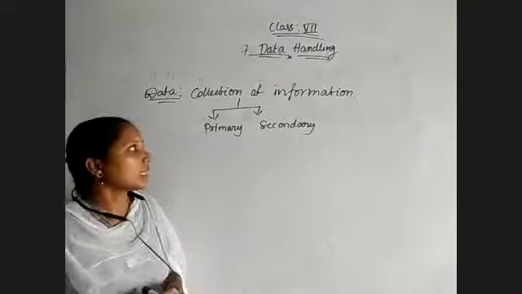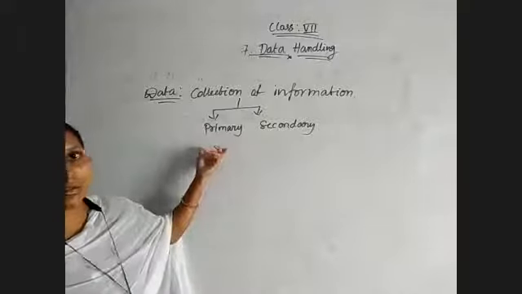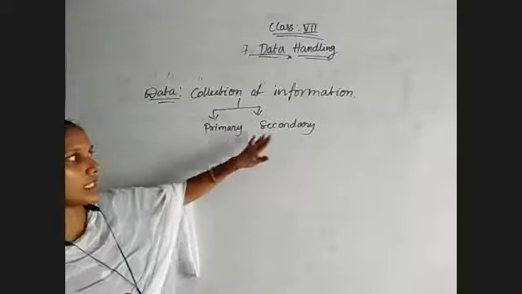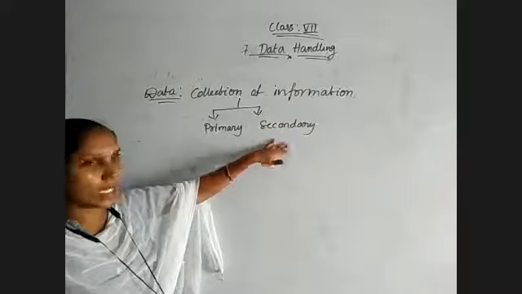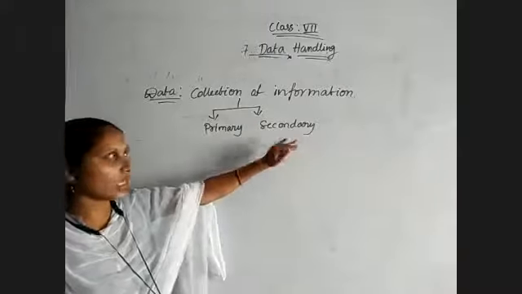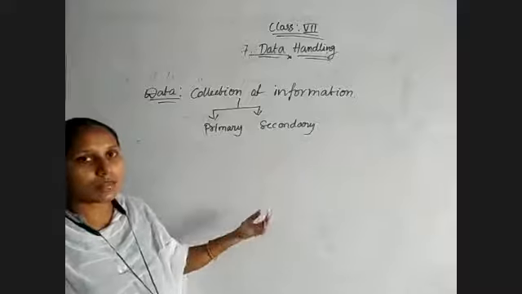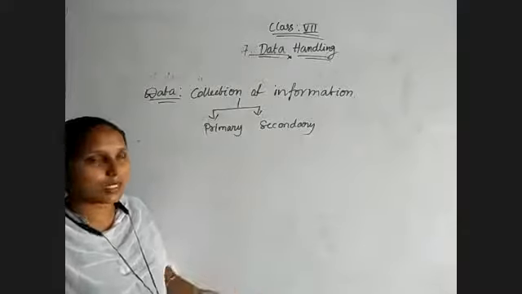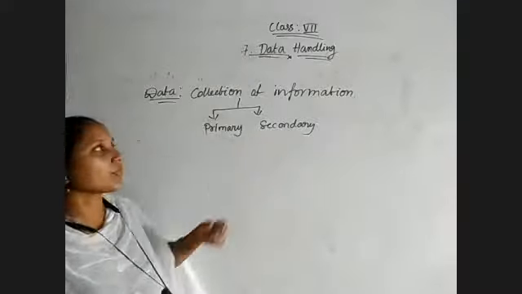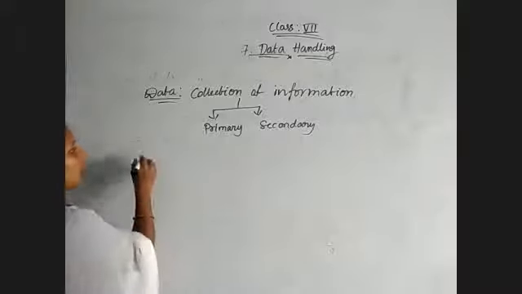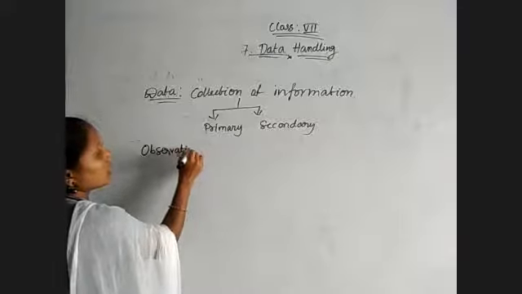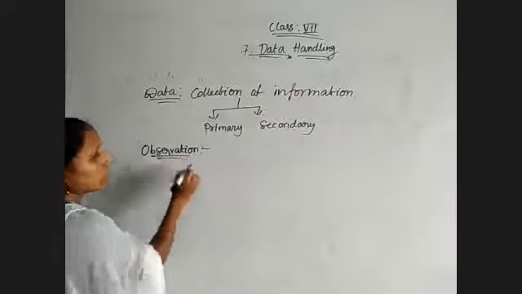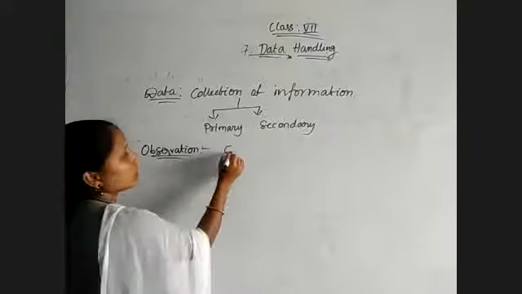Primary data means we gather that information directly. Secondary data means sometimes we are unable to gather directly. In that case, whatever information already exists about that, we take that information and further collect the information, which comes under secondary data. And next, we have observation. Observation is nothing but each numerical entry in the data.